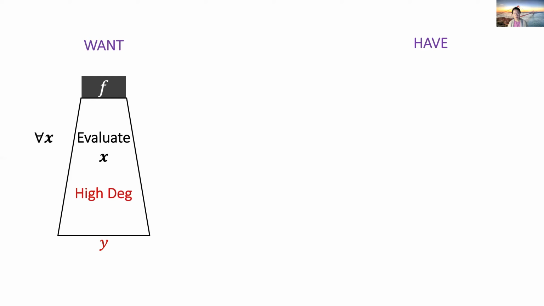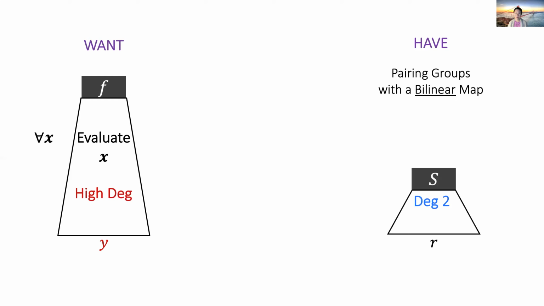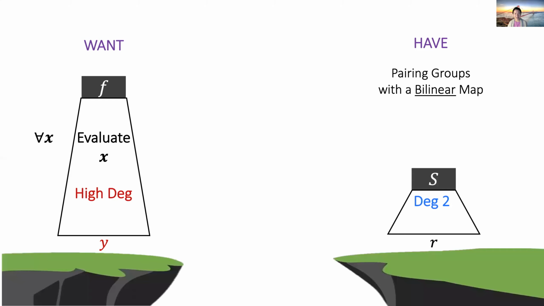So given that this is what we want and our target, we can ask, what do we have? What can we do? Using pairing groups with a bilinear map, we can encode the secret elements and evaluate degree 2 polynomials on them and obtain the output in the clear. This is great. However, the gap from evaluating degree 2 polynomials to evaluating arbitrarily high degree computation is really large.